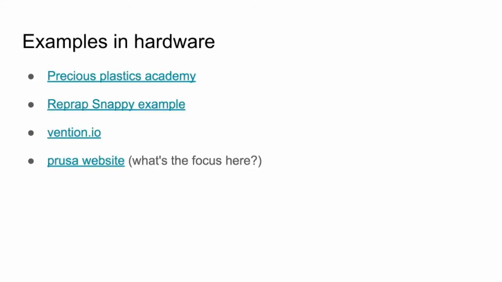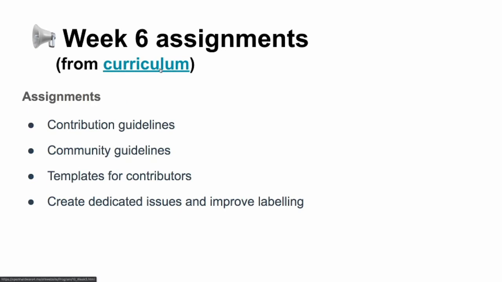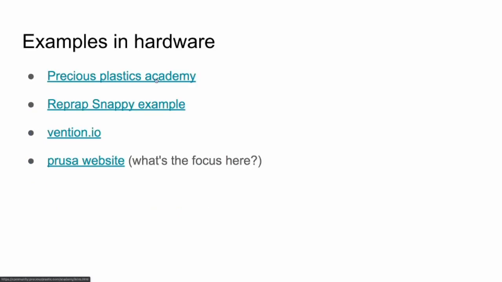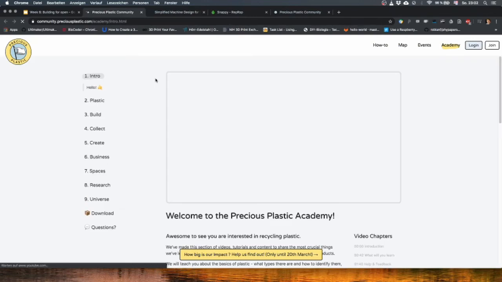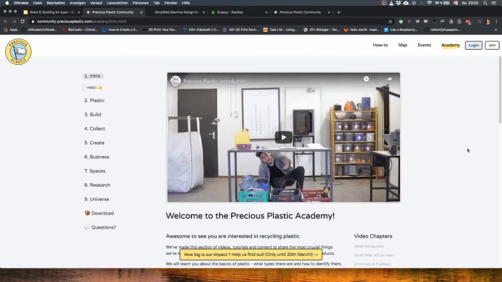Last but not least, we want to show you some examples. Let's take a look at the Precious Plastics Academy. Precious Plastics is a really nice project. It's a whole environment actually, and it's incredible what they developed in the past years. It's basically all about recycling plastics.